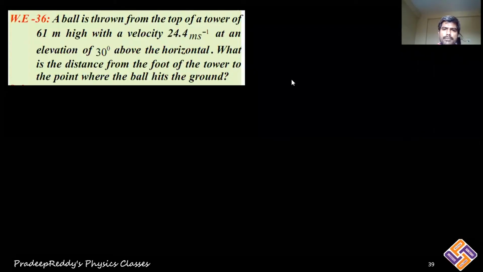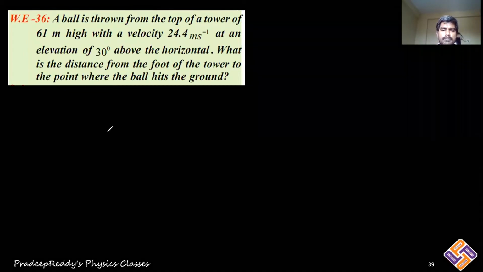Students, based on the concepts which we have learnt earlier, we will be solving few questions. We have one question here where a body is thrown from top of a tower of 61 meter high with velocity 24.4 meter per second at an elevation of 30 degrees above the horizontal. What is the distance from the foot of the tower to the point where ball hits the ground? It's of course easy question. First let me explain the question, then you can understand the concept easily.